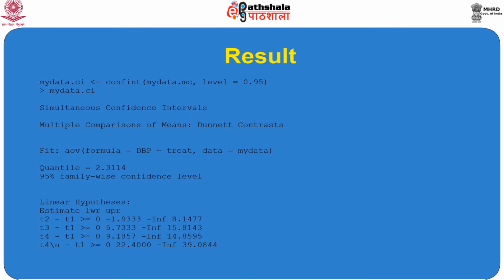So minus 1.933, 5.733, 9.1857 and 22.400. So these point estimates are within their corresponding confidence intervals, and in the next slide we will see how to plot this confidence interval graphically, and graphically we can find out this treatment-wise comparison.